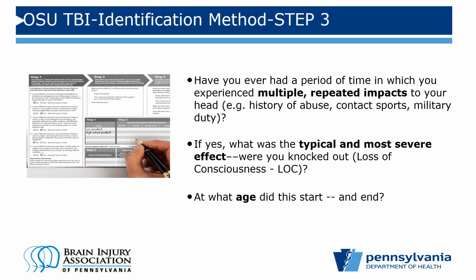If they say yes, we want to find out what the typical and most severe effect in terms of their alteration of consciousness was. So, typically, were they dazed or did they lose consciousness? And then at the most severe, what was the most severe episode they can remember? Were they dazed or did they lose consciousness? And then to quantify that loss of consciousness. And then finally, and very importantly, we want to determine the age range during which these impacts were happening. So at what age did it start and at what age did it end?